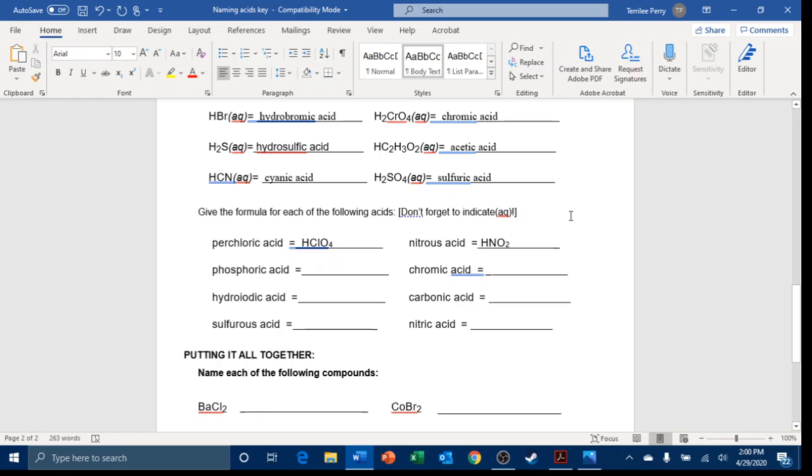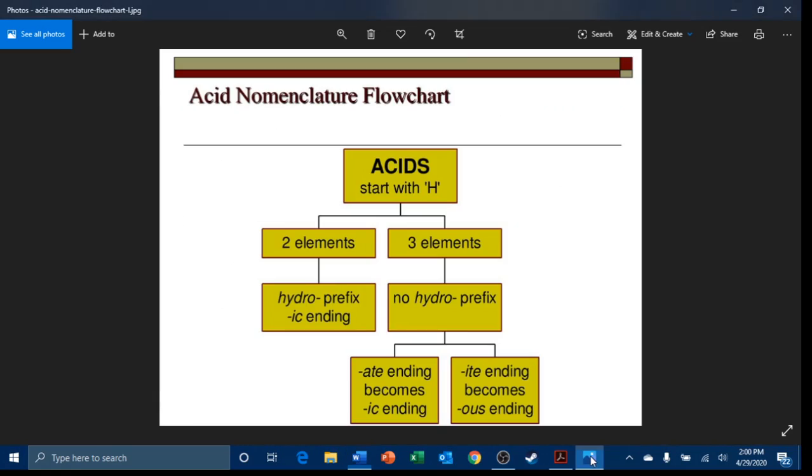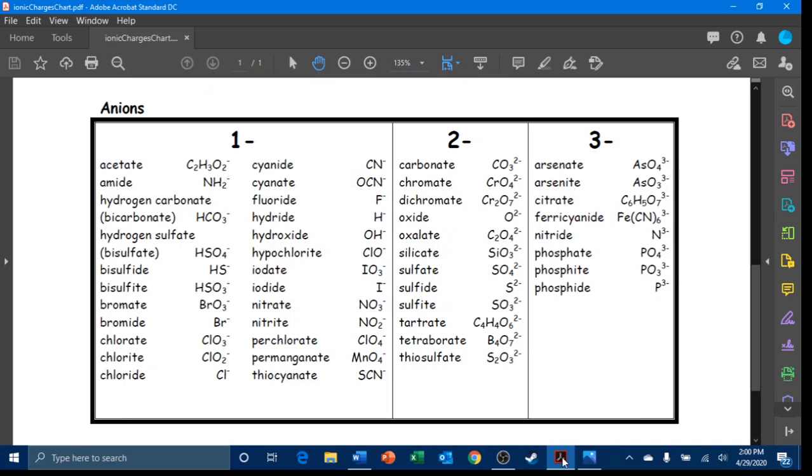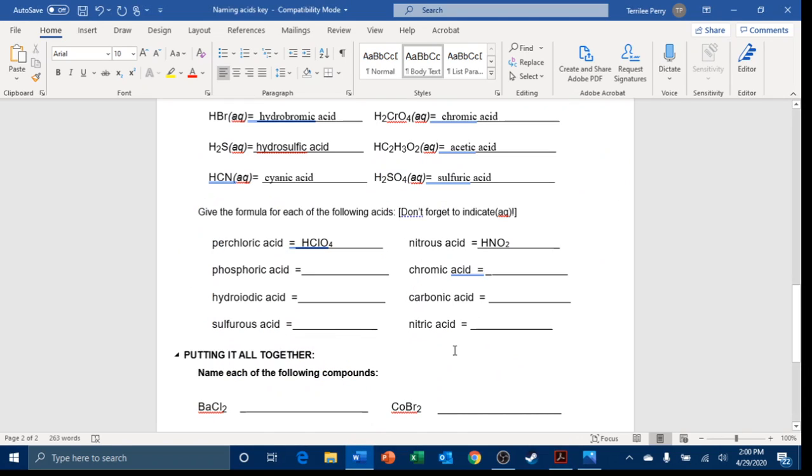Okay, so let's do the rest of these. Phosphoric. It's an ic, so we've got to go back to an ate. So that's going to be a phosphate. Phosphate is PO4, and there's a 3 there. So if there's a 3, we've got to bring it down. H3PO4.